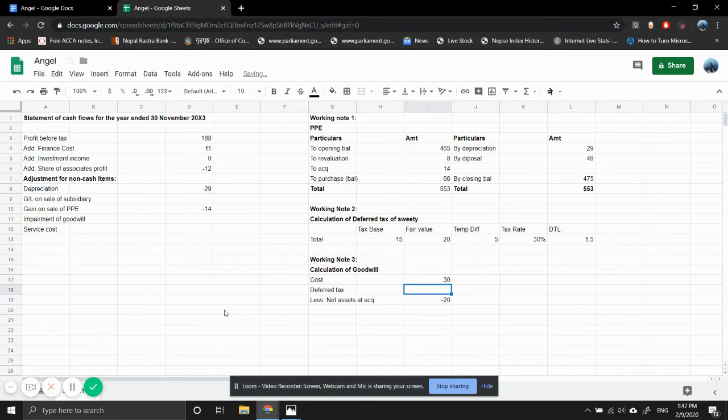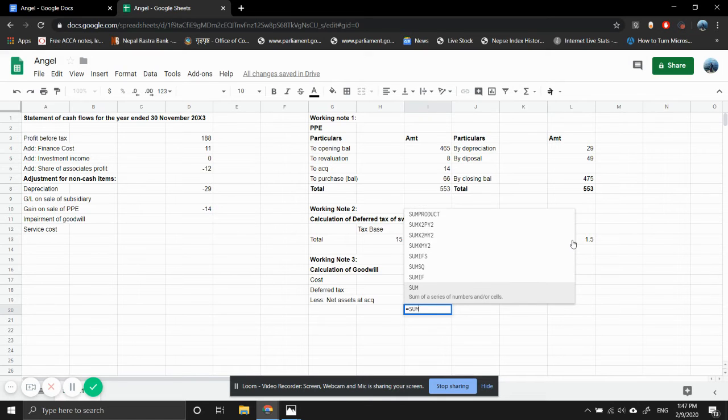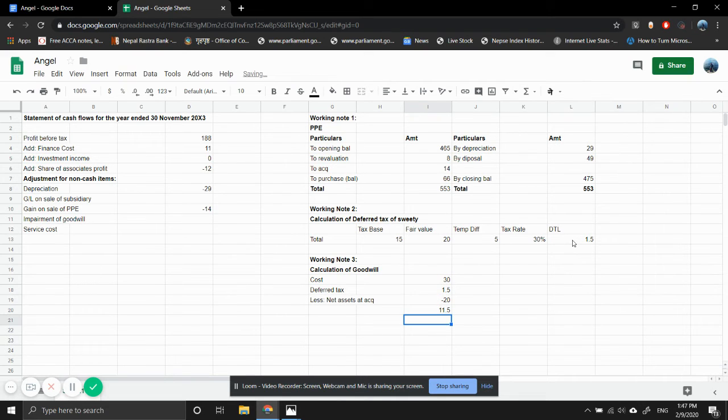Deferred tax will also be added, right? So sum of all this, 7.5. Goodwill at acquisition, bold it, and then working note 4. Now we have the goodwill for the acquired subsidiary, so impairment.